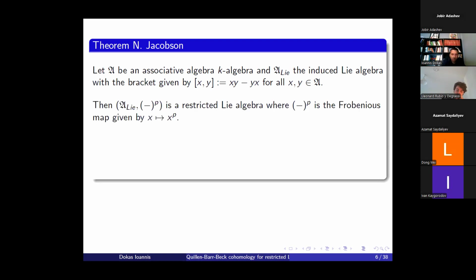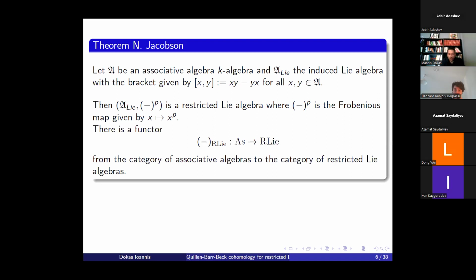So let me recall that the Frobenius map is a map which associates to x the element x to the power p, where p is the characteristic of the field. So that means that the Frobenius verifies all the relations we've seen in the definition of the restricted Lie algebra. And in this way, it's defined a functor from the category of associative algebras over K to the category of restricted Lie algebras.